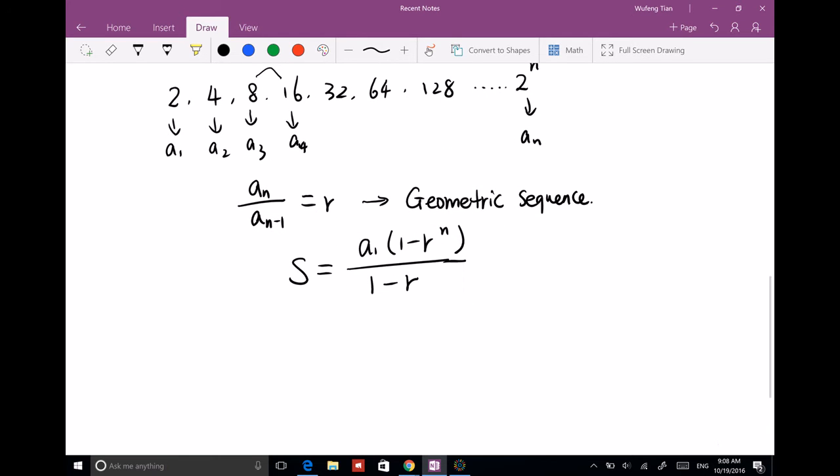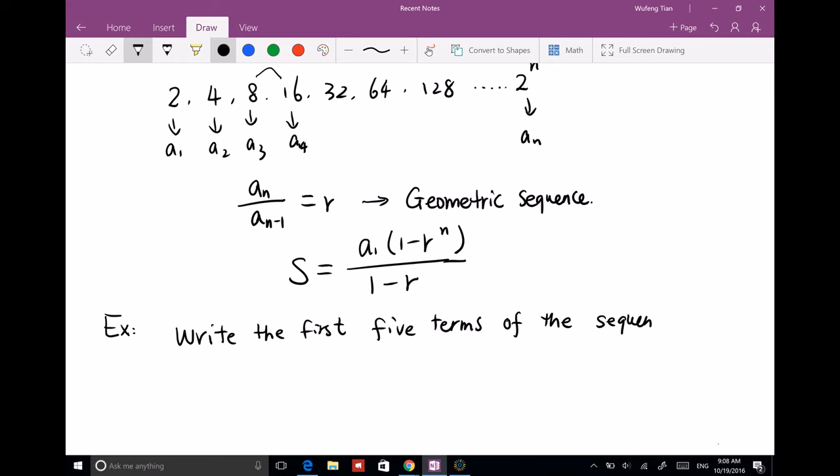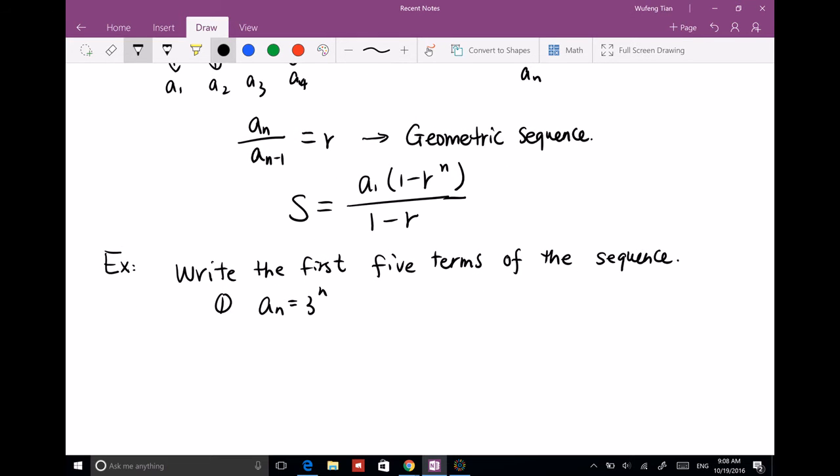Let's look at an example. Write the first 5 terms of the sequence, for example, an equals 3 to the power n. So now I would like to call a student to help me with this. Thea, could you please tell me what is a1?